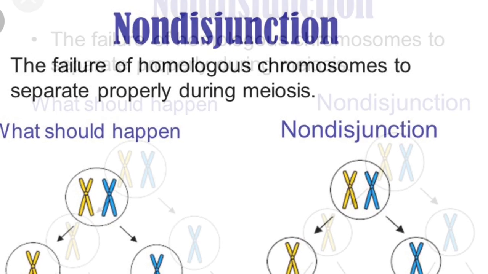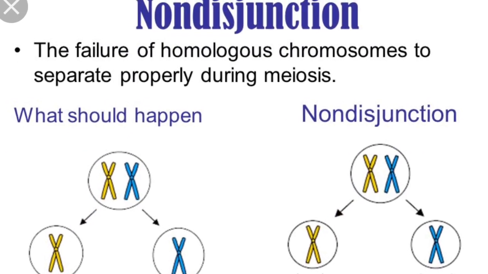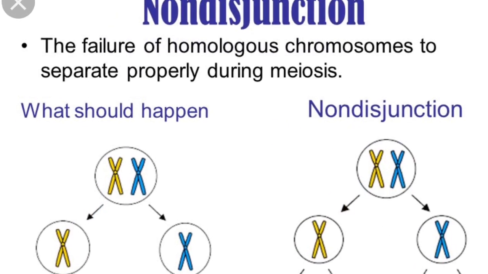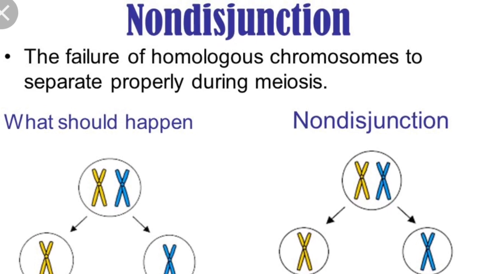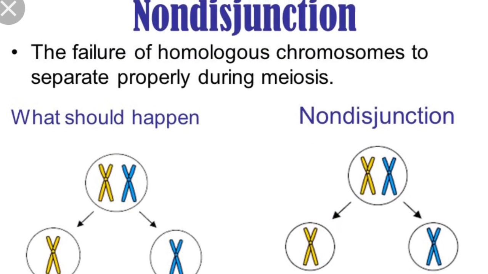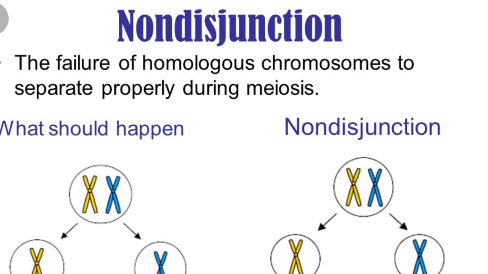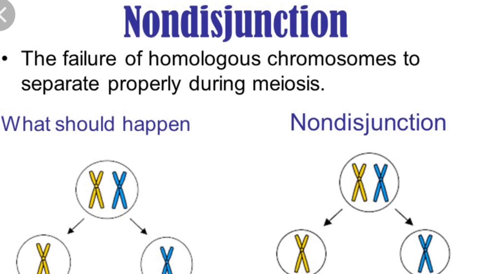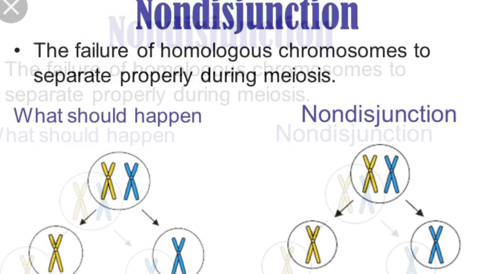But the thing is, non-disjunction is when chromosomes, or sister chromatids, do not split properly during anaphase 1 or anaphase 2. This results in Down syndrome, and this ends our lesson on the cell cycle and cell division. Thank you.